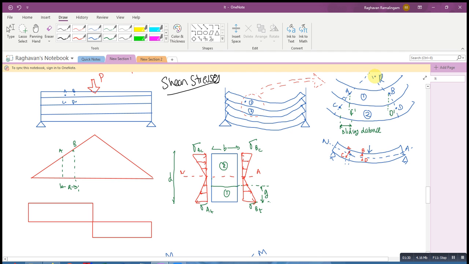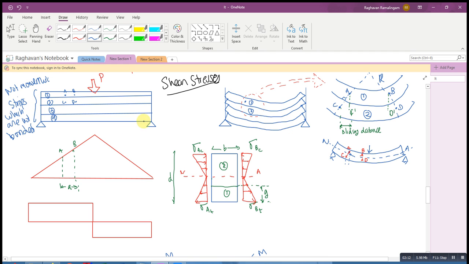Now let's look at a different case, where in this beam which I've shown here, this whole section is not a homogeneous solid. I would rather say this is not monolithic, meaning that it's not fixed together, it's not pasted together. So all these parts are strips which are not bonded.